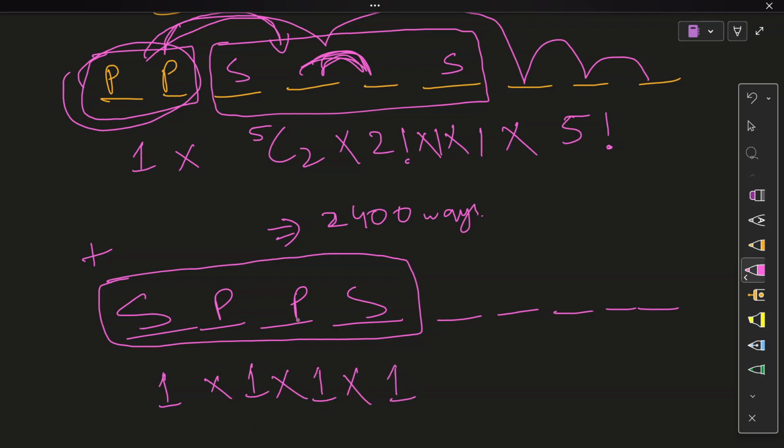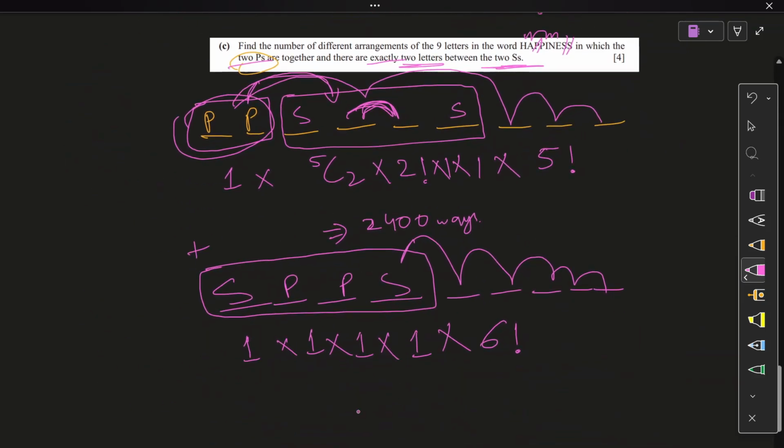Why? Because the S's have to have two letters between them, and they can have these two P's in between them while the P's are together. So outside the box, 1, 2, 3, 4, 5, 6. 6 factorial there. Does anything repeat? Nothing repeats. There we go. Now we're going to get the final answer. 2400 plus 6 factorial. So the final answer is 3120.